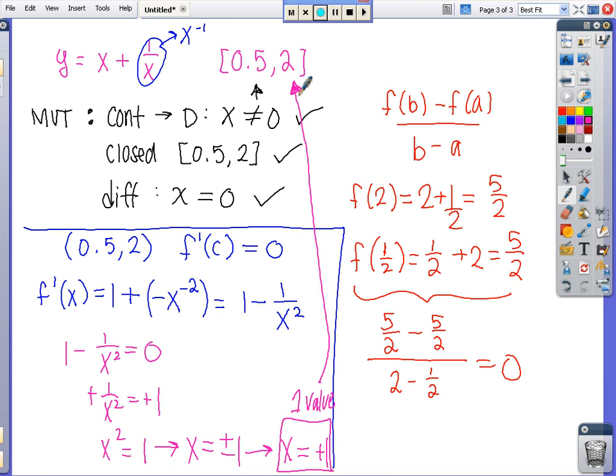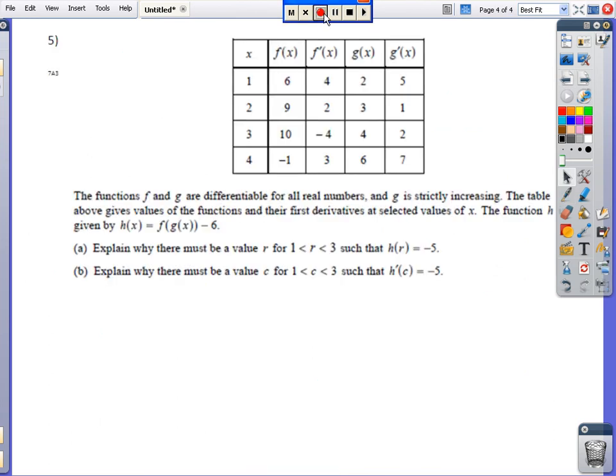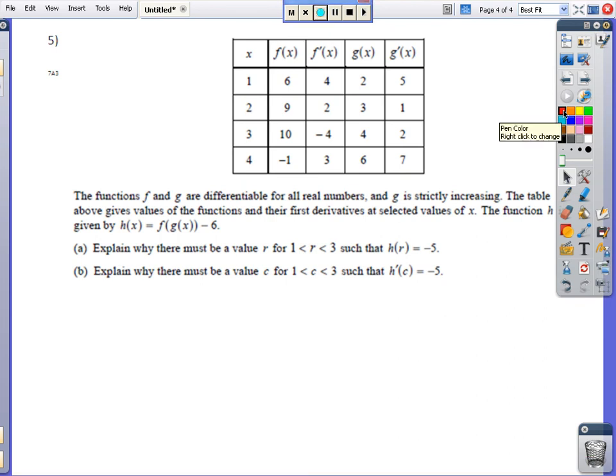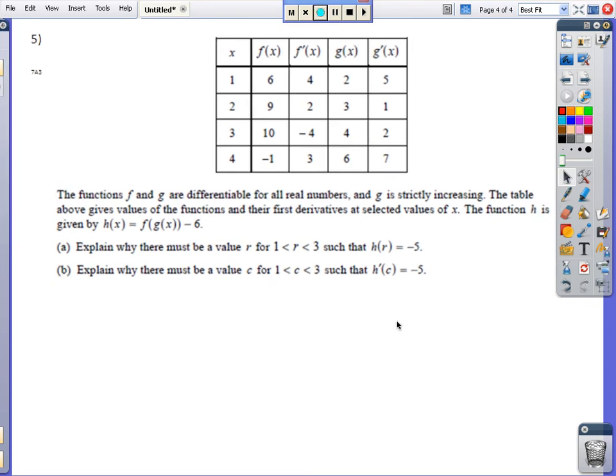This AP problem will show you the other way that the question could also be asked. Looking at a table where f and g are differentiable functions and g is strictly increasing, the table above gives the values of the function and their first derivatives at selected x values. H of x is a composition function, shown here. Explain why, and we're going to actually look at part B. Explain why there must be a value for c between 1 and 3 where the derivative is negative 5.